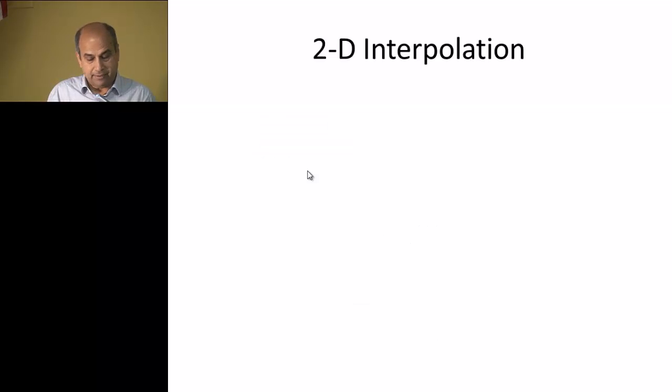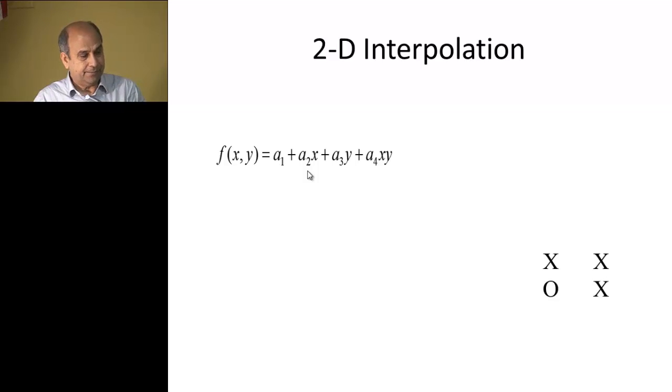We can do the same thing with 2D interpolation, and here we are going to assume it's bilinear. Bilinear means it's linear in x and linear in y. So bilinear means a1, a2x, a3y, and a4xy. We don't have a square term, so it's called linear. The same idea applies. To do the interpolation we need to know the value at at least 4 pixels, because we have 4 unknowns. In the 1D interpolation we need to know 2, because we have 2 unknowns.